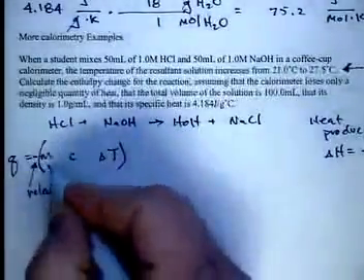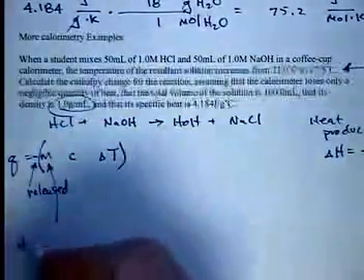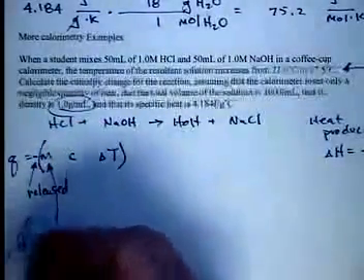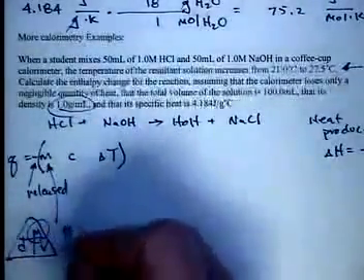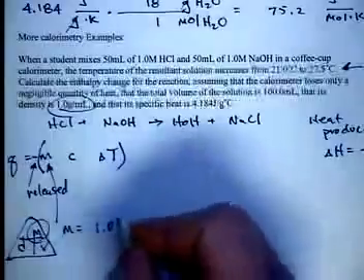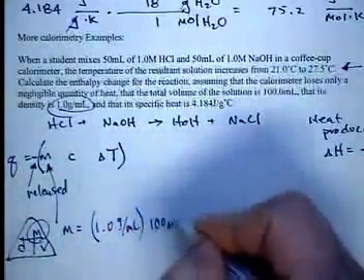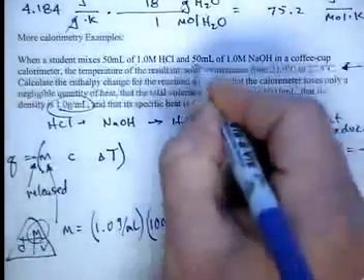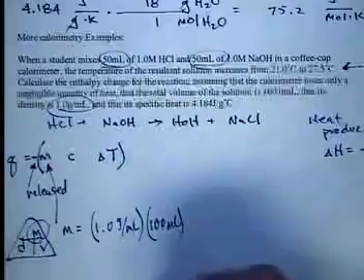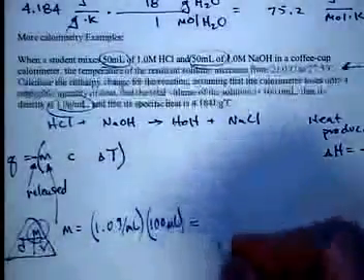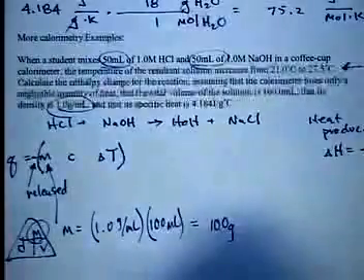Now, to find the mass of these substances, we can use the density that they gave us. Remember, density equals mass divided by volume. If I use the density triangle to find mass, I simply need to know that the density is 1 gram per milliliter, and my volume is 100 milliliters of solution. So there's 50 milliliters of NaOH and 50 milliliters of HCl. If I multiply those two together, I find out that I have 100 grams of solution.